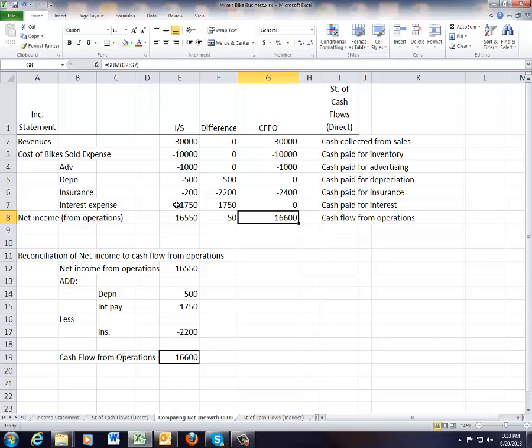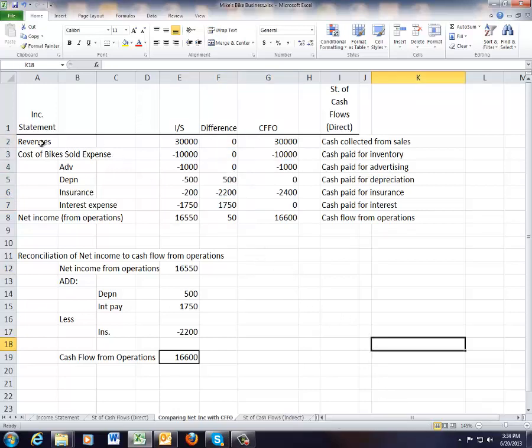Finally, we expense $1,750 for interest on that loan to the bank, but we haven't paid the bank any interest yet. So to compare these two measurement systems, under accrual accounting, we have income of $16,550. Under cash basis accounting, we have $16,600. For this interest, we subtracted $1,750 here, but we haven't yet paid any. To get from a large negative number to zero, we must add $1,750. Now, when you add up all the income statement numbers, you get $16,550. When you add up all the cash flow numbers, you get 16.6. The sum of all the differences here should be $50, which they are.